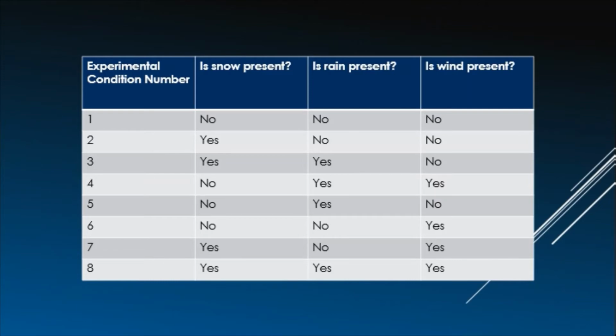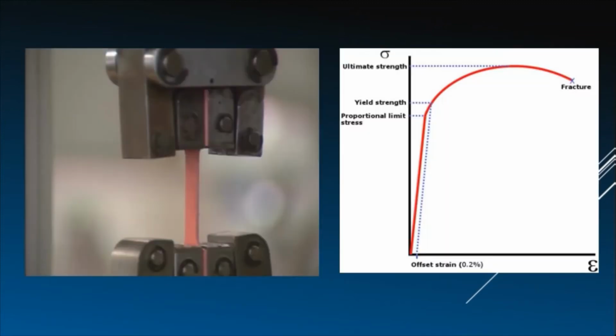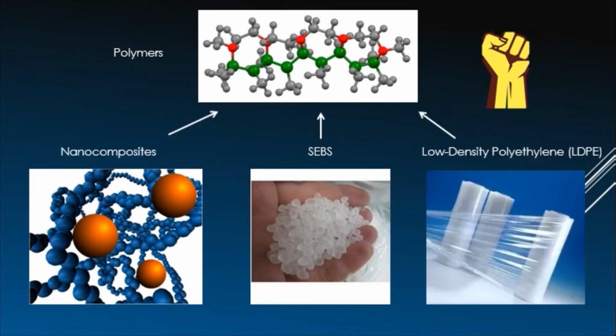And there's actually a research study done by Dinesh Paya and his team of colleagues where they tested the tensile strength of a polymer. So the polymer is stuck between these 2 clamps that pulls at a certain force, and what they were trying to do is increase this tensile strength so that it doesn't fracture under smaller force. So what he does here is he adds 3 different materials to the polymers. The first one is nanocomposites, the second is SEBs, and the third is low-density polyethylene.